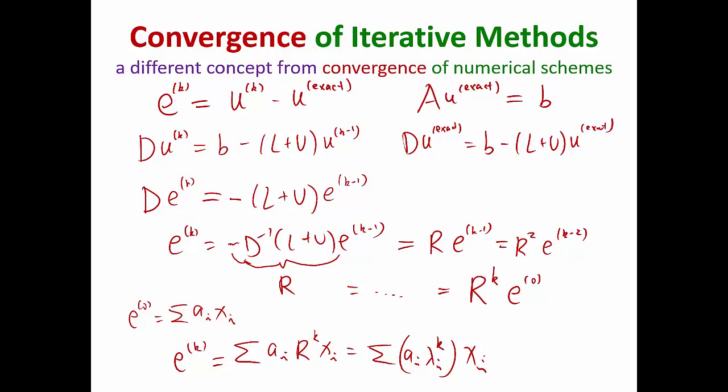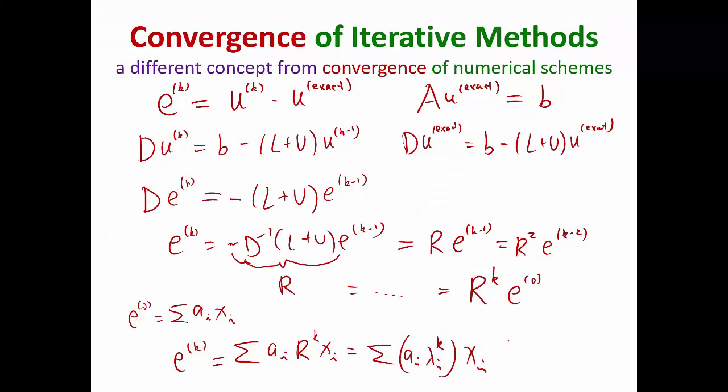Okay, and no matter what ai is, I know that when k is big enough, the dominant component of this summation is going to be the lambda i that has the largest magnitude, or a magnitude closest to 1, assuming the method converges. So why would the solution error look like that? Because that's probably corresponding to the xi whose eigenvalue is closest to 1.